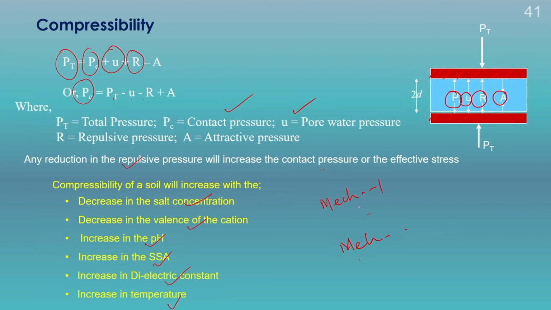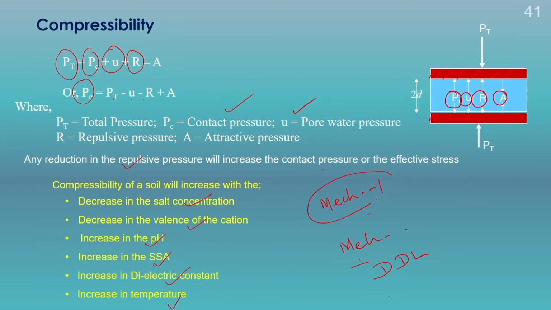In mechanism 2, the compressibility behavior will be controlled by the diffuse double layer thickness, and in this case the volume change is primarily governed by the long range electrical repulsive forces, which are double layer in nature. The equilibrium takes place when the sum of the self weight of the solid particles and the attractive forces becomes equal to the repulsive pressure between the particles.